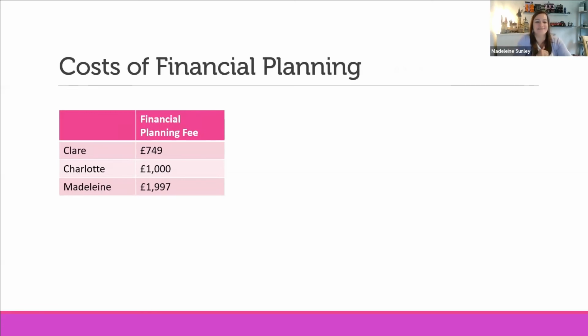charge. So Claire charges £749, Charlotte £1,000, and I charge £1,997. It's a magic 7, I was told.